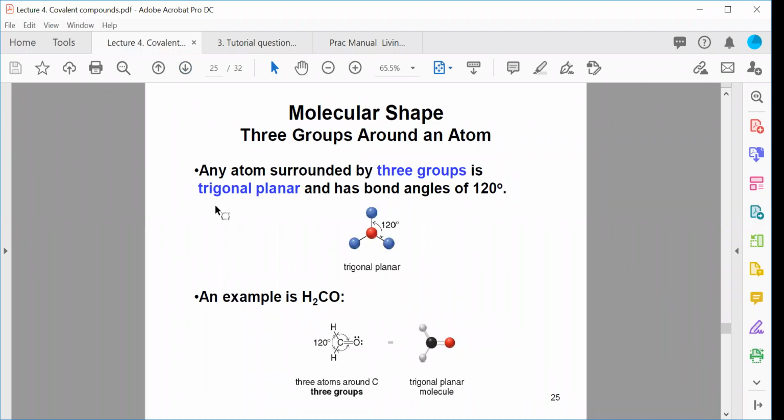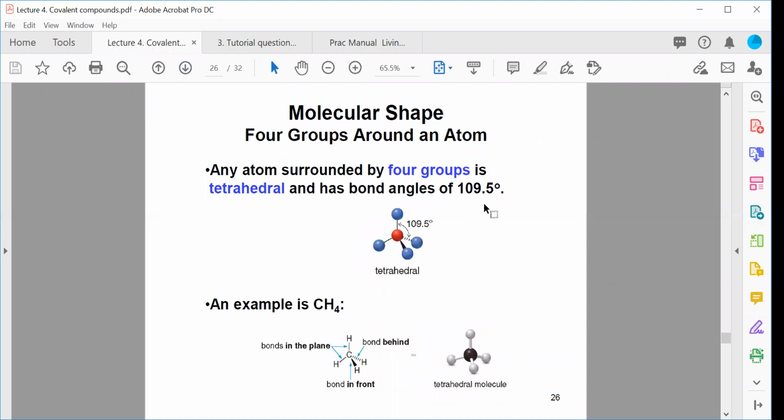Another example, any atom surrounded by 3 groups is said to be trigonal planar and has bond angles of 120 degrees. So here's our example. We've got a central carbon, 1 group, 2 groups, 3 groups, 2 hydrogens and an oxygen. And here's our trigonal planar molecule, and also there. So once again, it's planar, so it's a flat molecule.